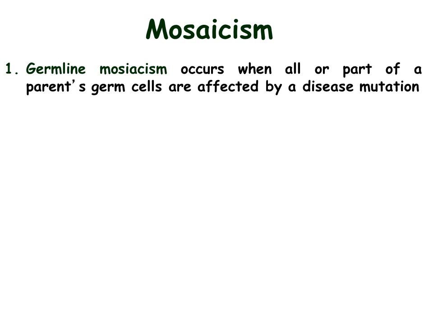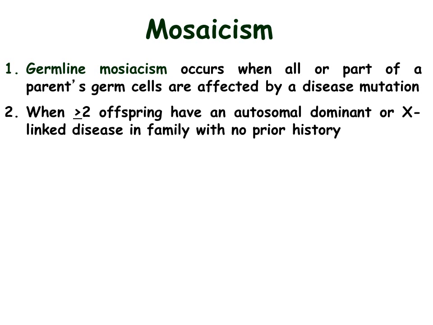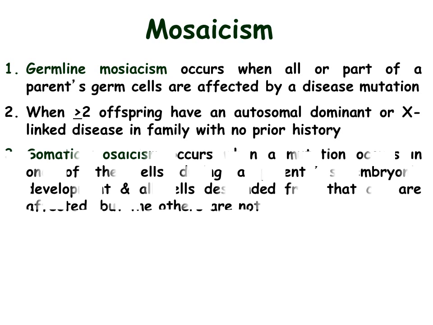Another inheritance pattern is called mosaicism. There's actually two types. There's what we call germline mosaicism, when all or part of the parent's germ cells are affected by a disease mutation, so then they can pass it on to the children. And when more than two offspring have an autosomal dominant or X-linked disease in the family with no prior history, you have to start thinking about mosaicism.